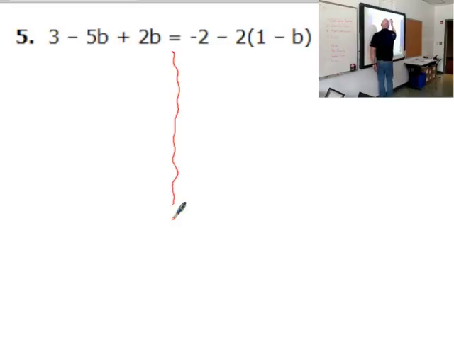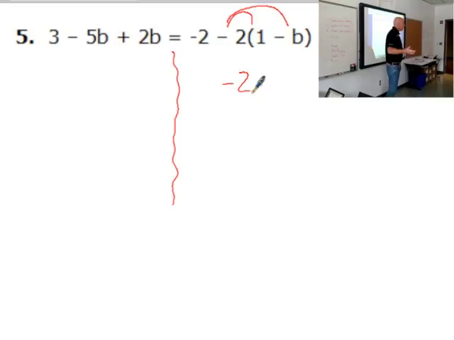So it's going to be negative 2 times 1, and negative 2 times negative b. What's negative 2 times 1? Negative 2. What's 100 times 1? 100. What's negative 1,000 times 1? Negative 1,000. So we have negative 2. Now what's negative 2 times negative b? Positive 2b. Right, positive 2b.